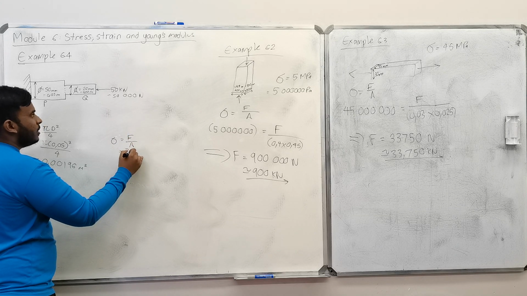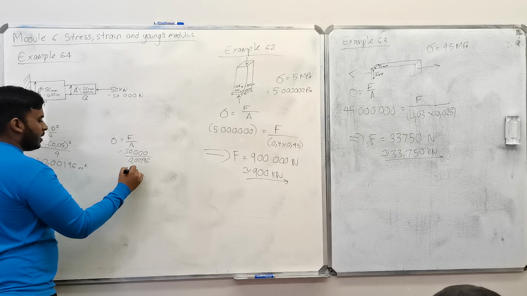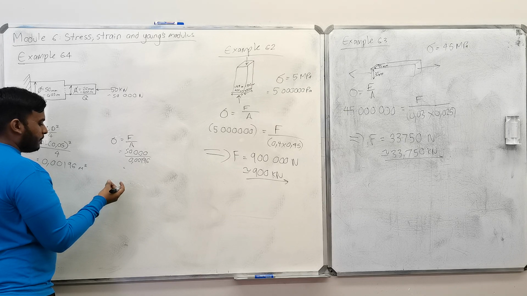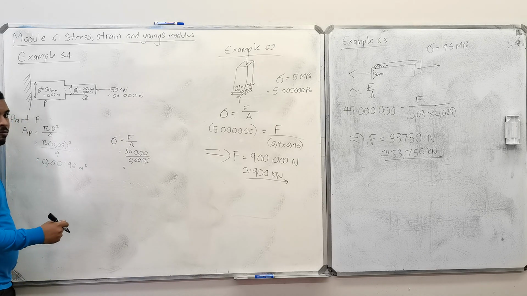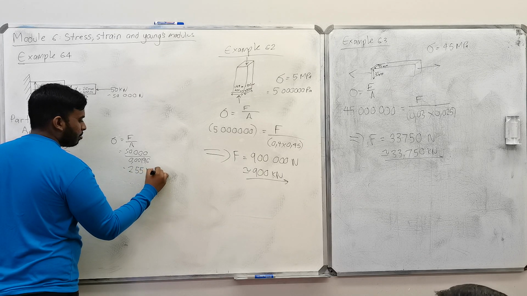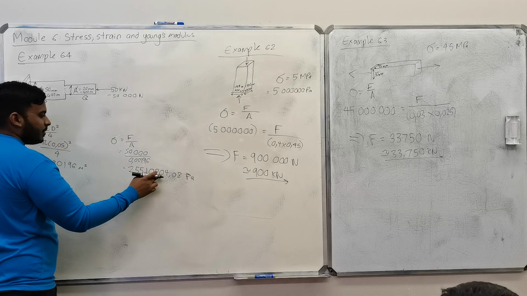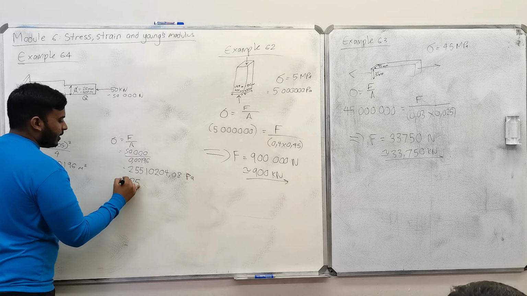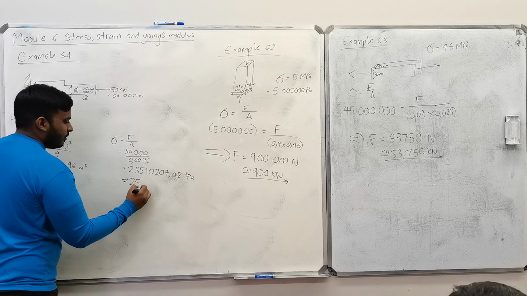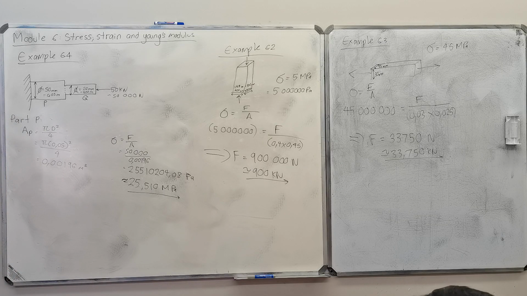So its stress will be equal to the force all over the area. So its stress will be equal to 50,000 all over 0.00196, which is approximately 25.510. Okay, so that's the compressive stress in part P.